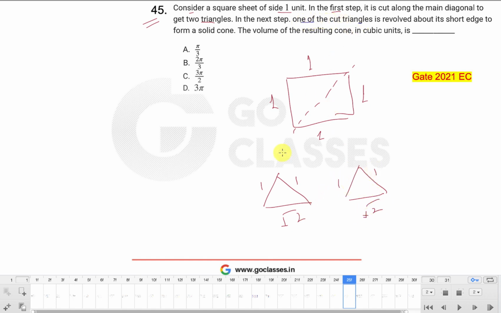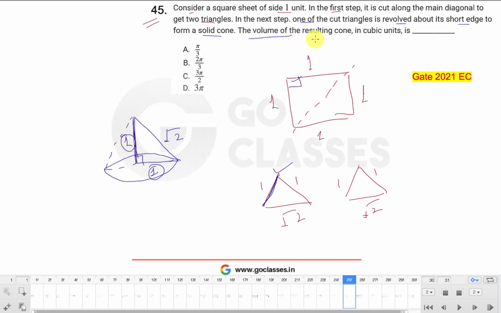One of the cut triangles, suppose this one, is revolved around its short edge to form a solid cone. So I am considering this one is the short edge. Can I draw it like this? This is 1, this is 1, and this is root 2, because this one has 90 degree here. It was a square. Now I am revolving it around this side. So I will have a cone like this. The radius of this cone will be 1 and height is also 1.